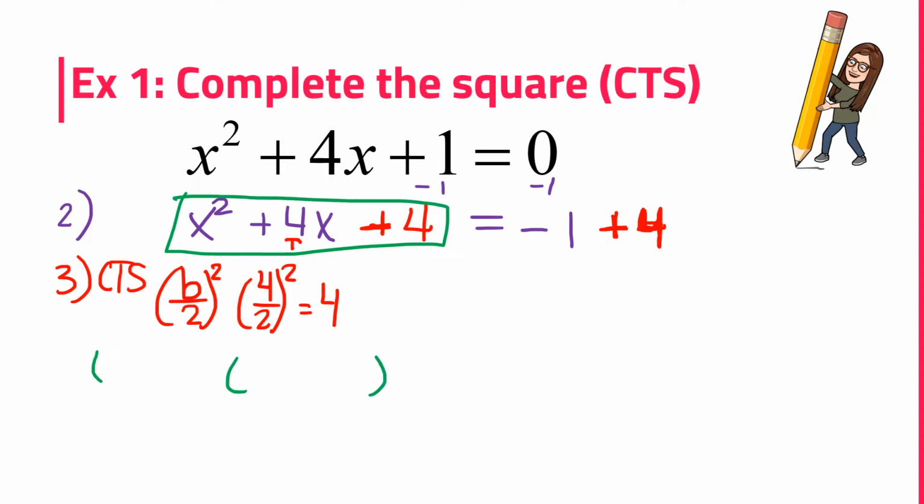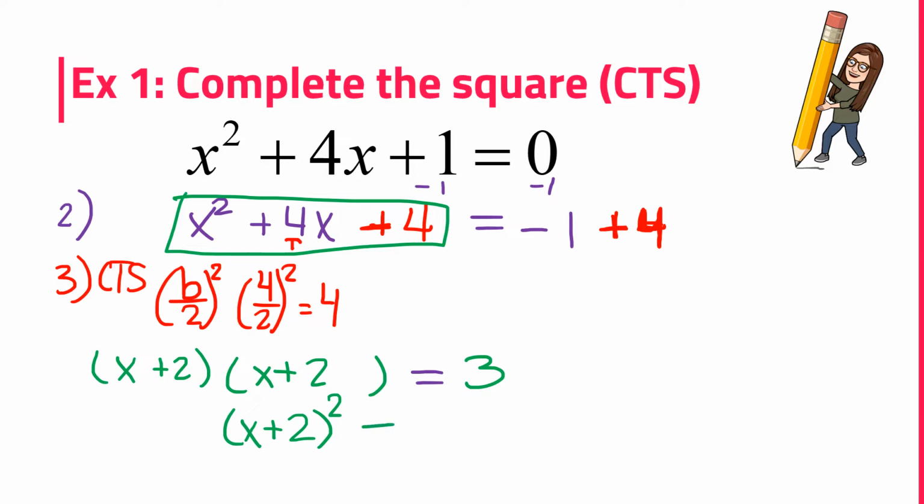x squared plus 4x plus 4 factors down to x plus 2, x plus 2. Let's bring down the right side. The right side, negative 1 plus 4, simplifies down to 3. Now, notice how those factors are the same. They always will be with completing the square. So ideally, we should actually write that factor once and write it squared. Because now it looks like the other problems we've been working on in the previous lessons.